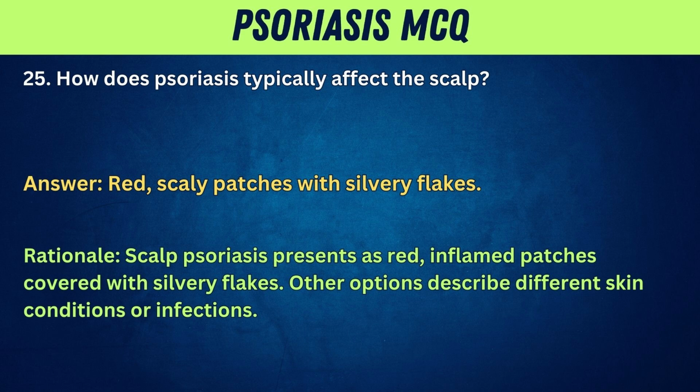Rationale: scalp psoriasis presents as red, inflamed patches covered with silvery flakes. Other options describe different skin conditions or infections.